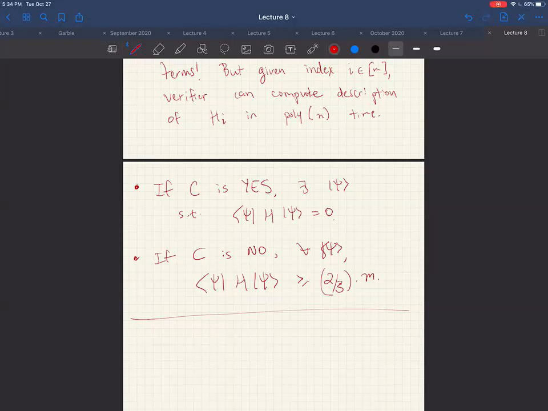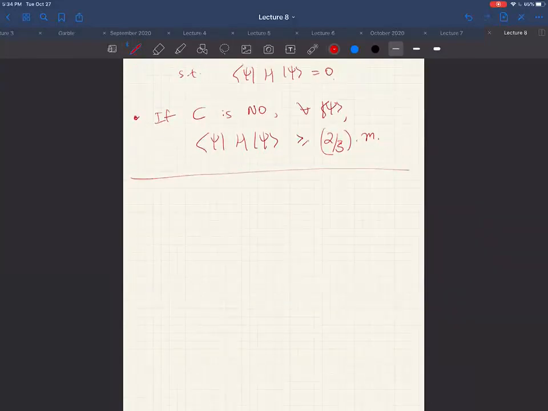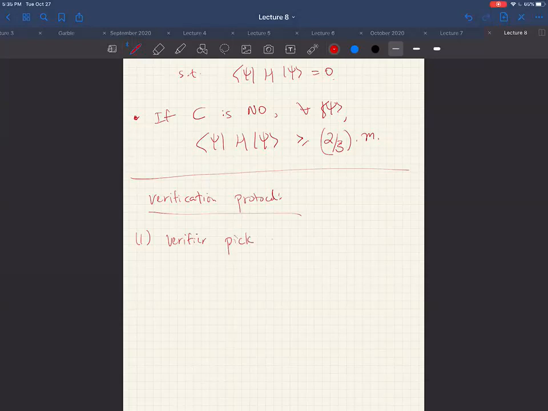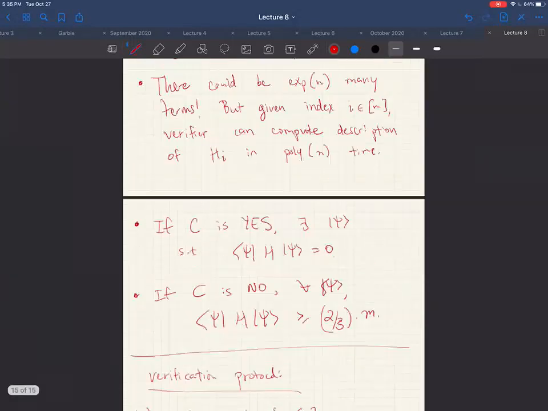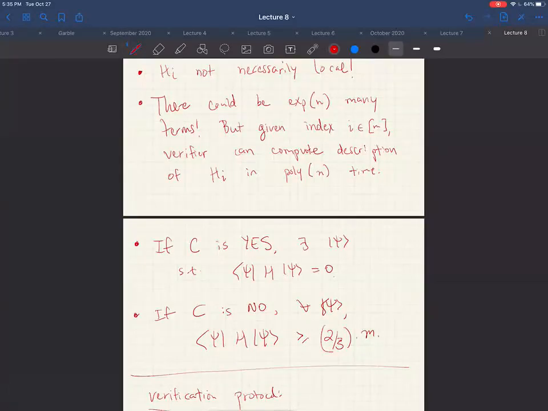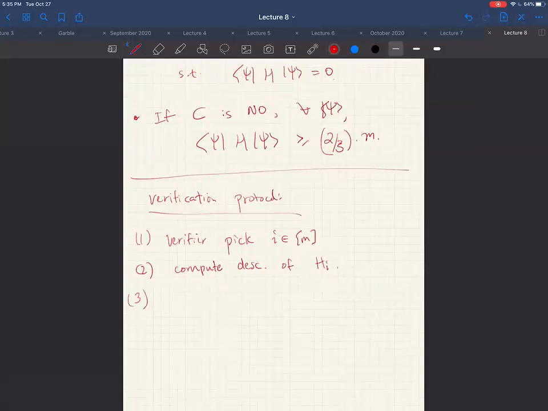Okay, so with this Hamiltonian in mind, the verification protocol is going to be very simple. The verifier is going to just pick a random term I, and then it's going to compute the description of this term, which I promised you could be done efficiently given the description of the circuit C. And what do we know about this term H_I? It's a tensor product of measurements in the X or Z basis. So the verifier is going to compute a string of measurement commands.